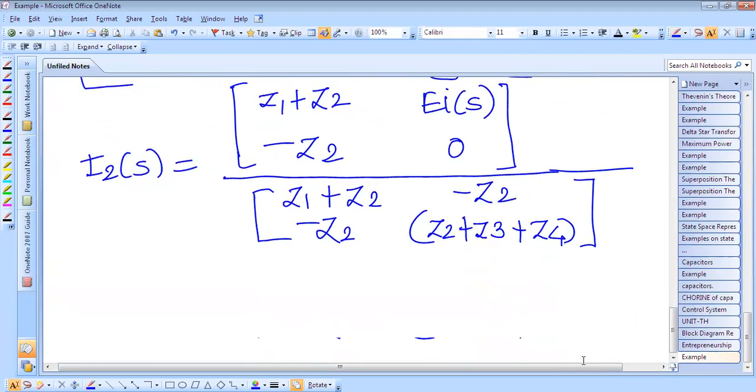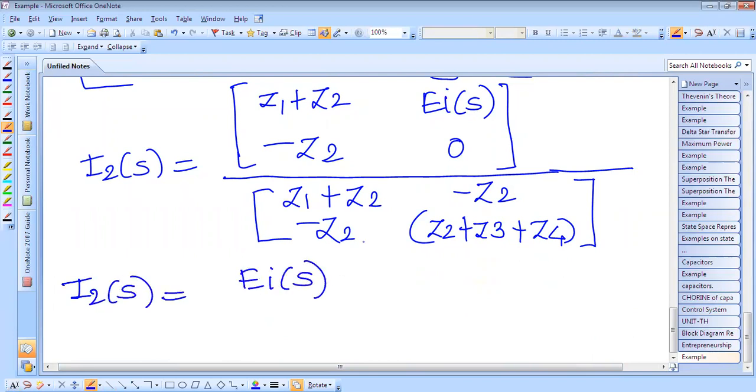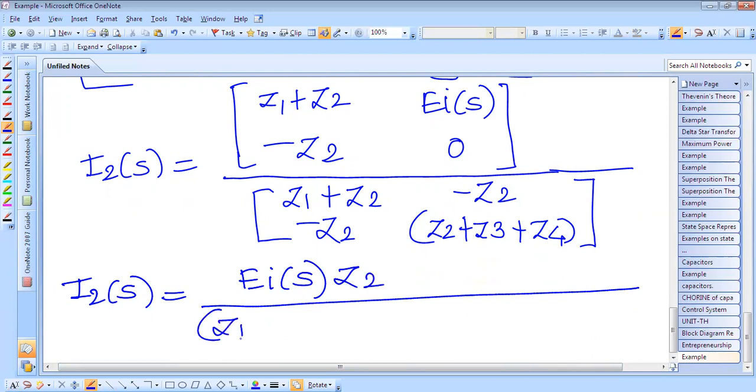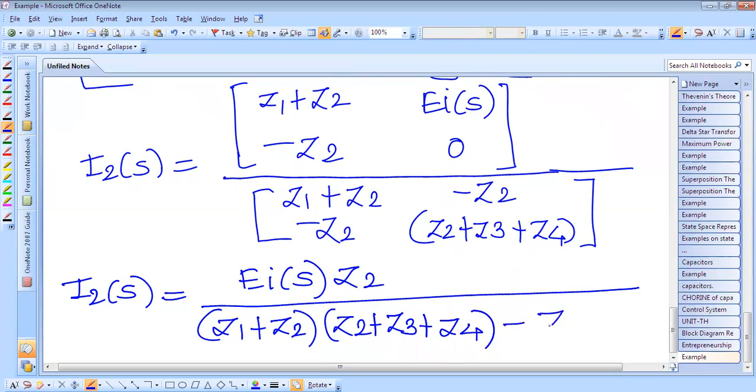Okay, if you solve this further, then I2 of S is equal to EI of S into Z2 divided by Z1 plus Z2 into Z2 plus Z3 plus Z4, minus Z2 square.